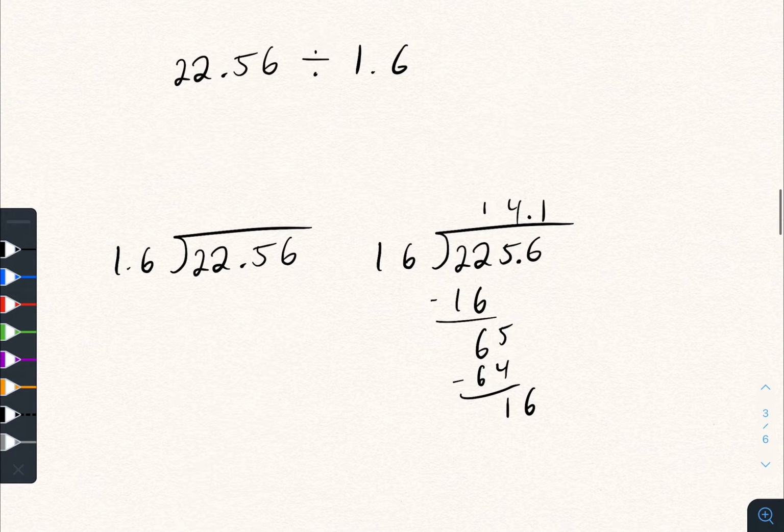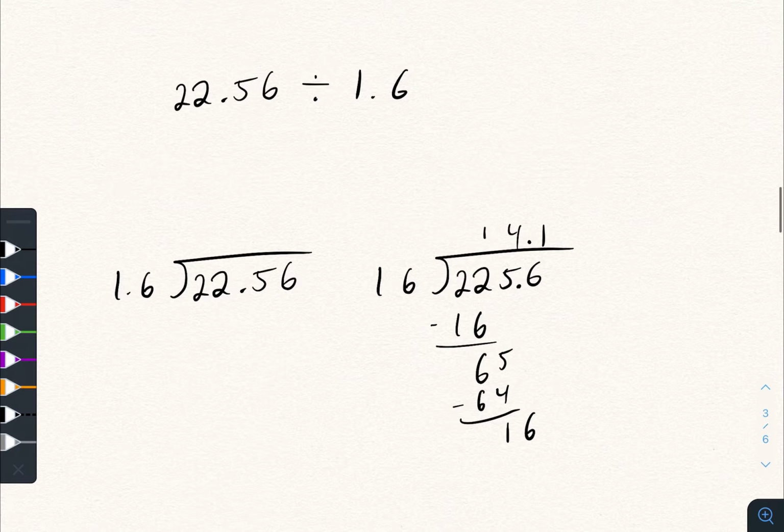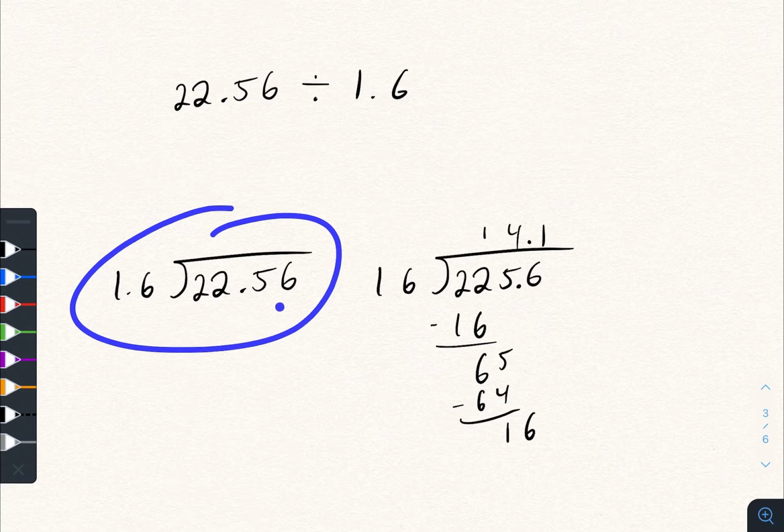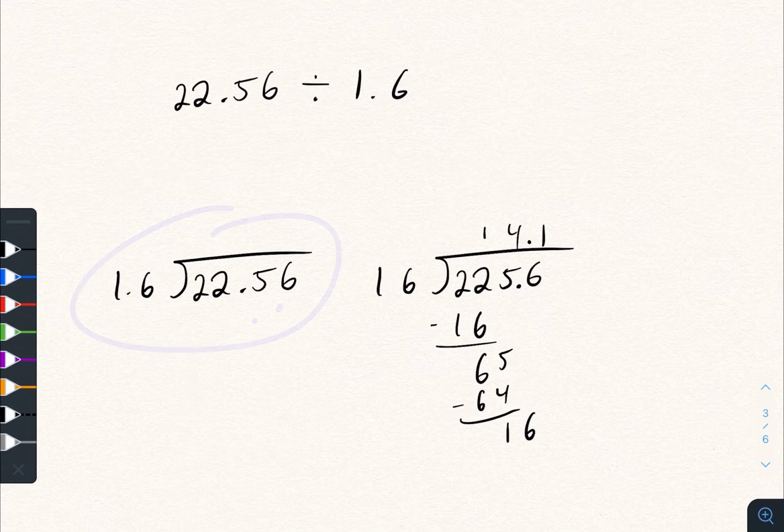Let's move on to division. So if I want to do something like 22 and 56 hundredths divided by 1 and 6 tenths, how do we do that? All right, so using an algorithm, the first thing that you're going to want to do is have as few decimals in the problem as possible. So usually the number that you're dividing by, you want that to be a whole number.